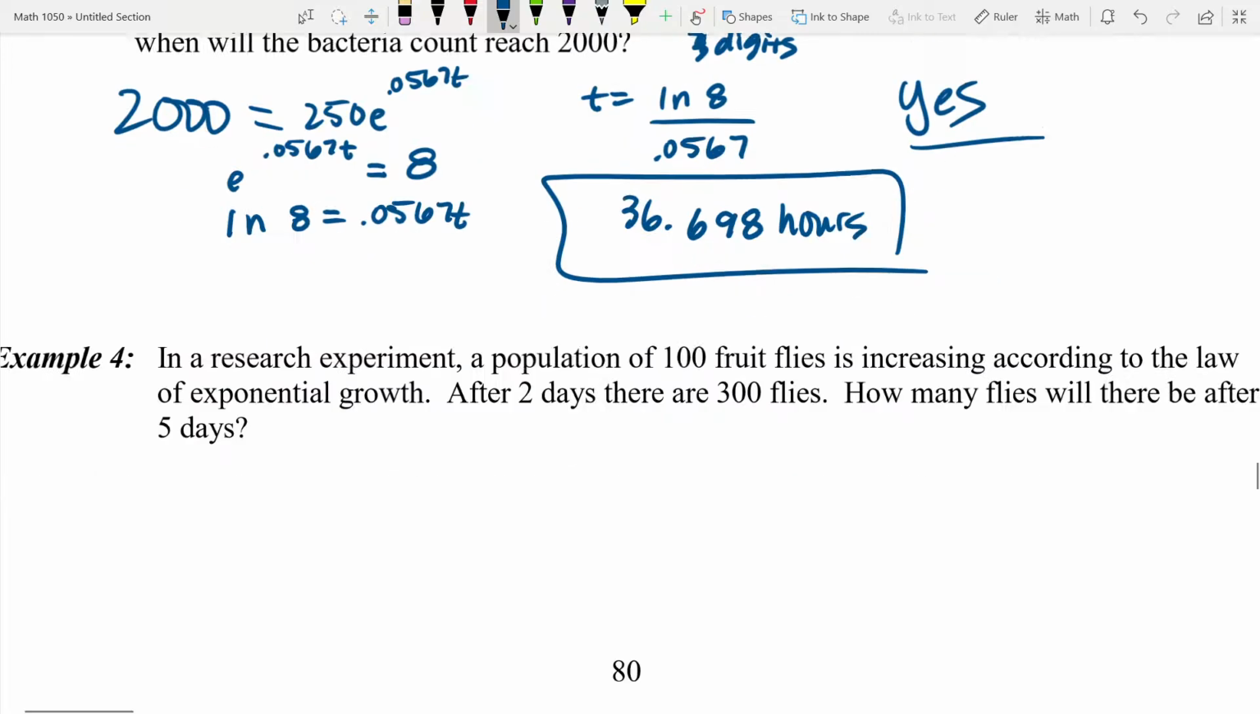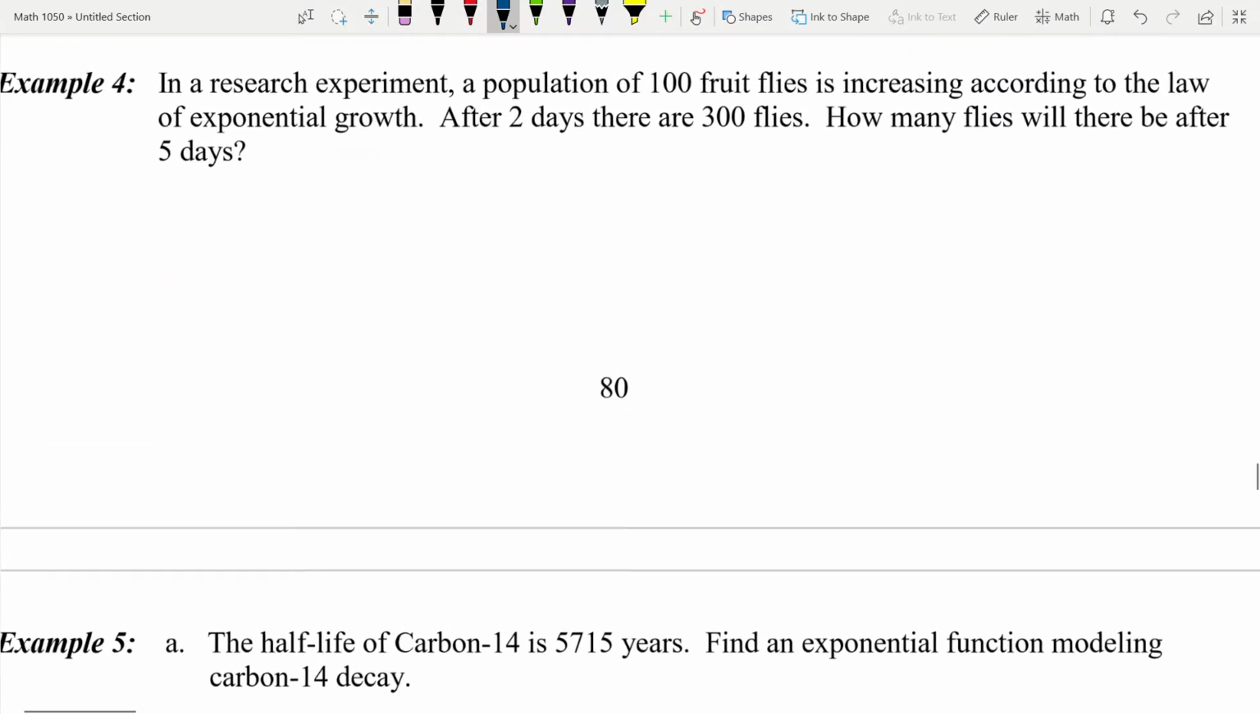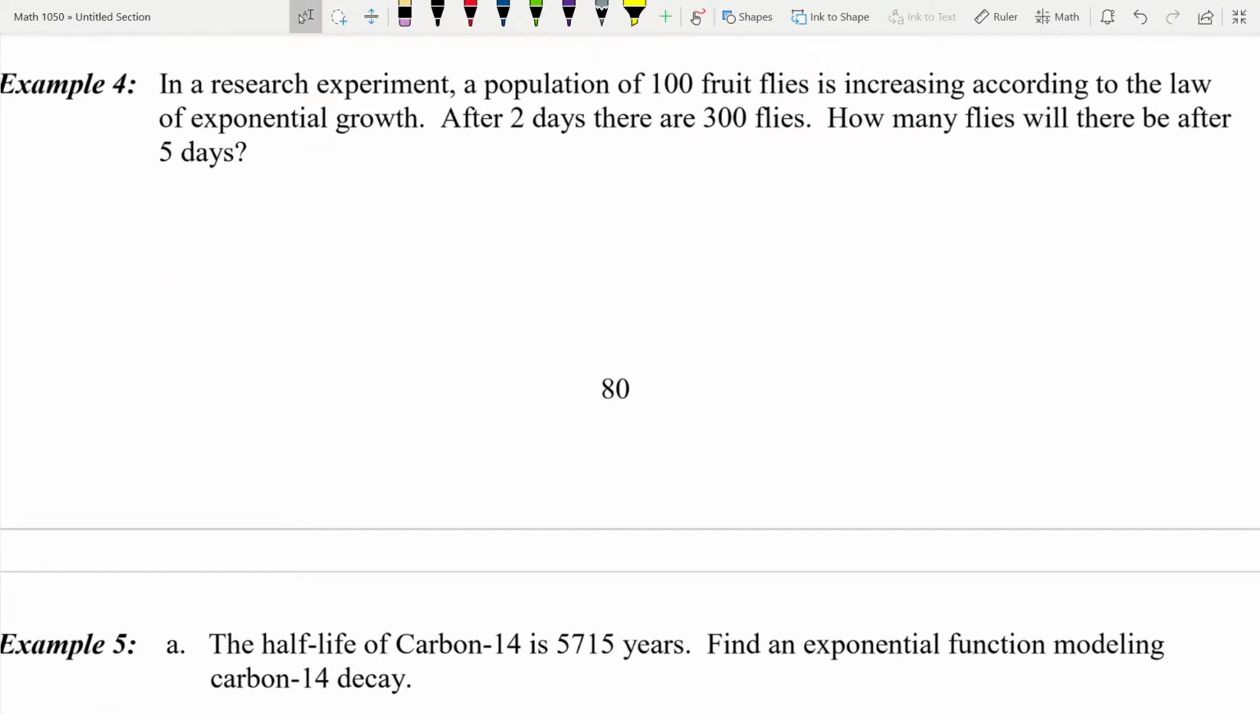Okay, here we go with question 4. How much time do I have and how much more do I have to do?